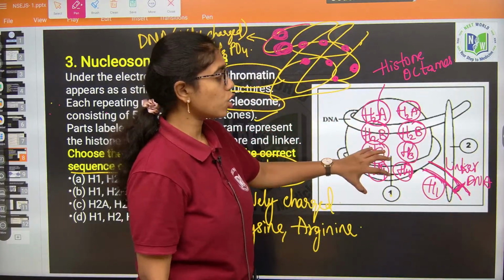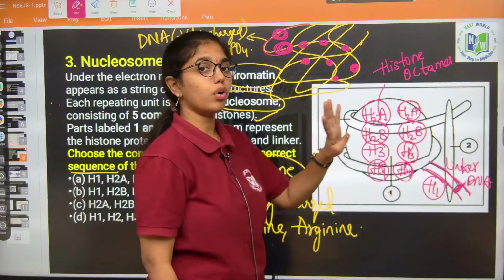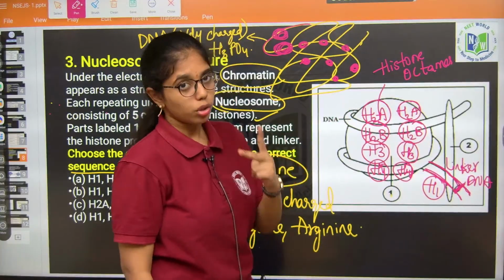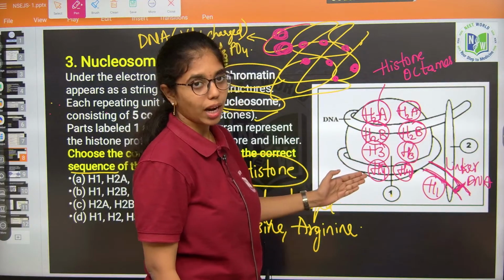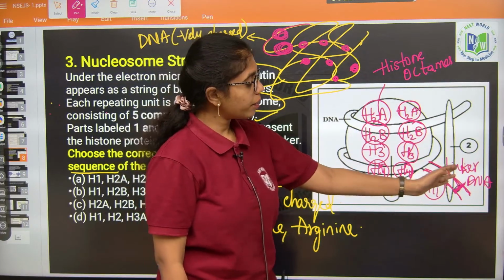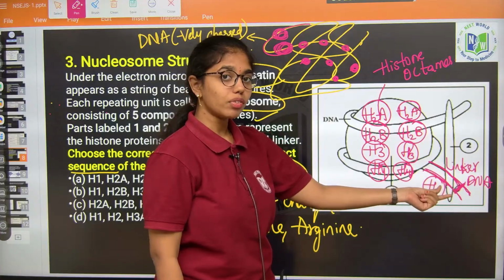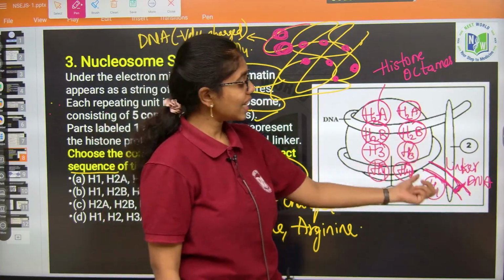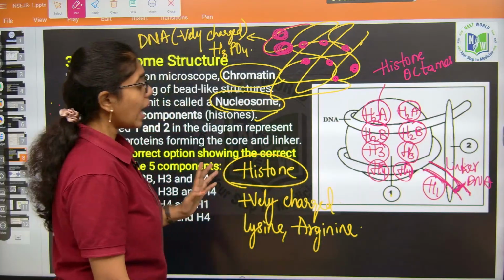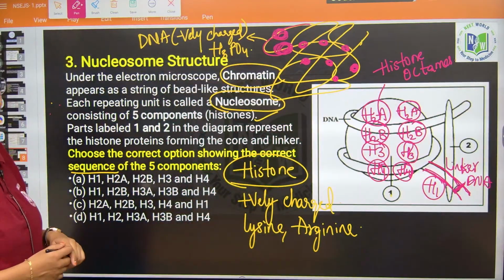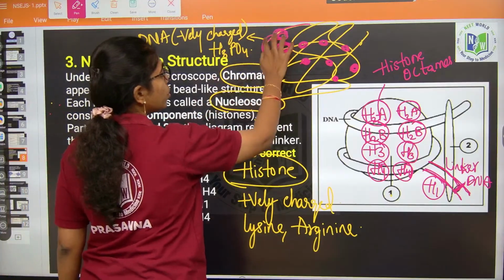So, in the histone octamer how many are present? 4 histone proteins. How many sets? 2 sets, and here what are they? H2A, H2B, H3, H4 are present, and the DNA which is coming out of this nucleosome is linked with one more histone protein. What is that? H1 histone protein, and that DNA is called linker DNA which connects the 2 nucleosomes.